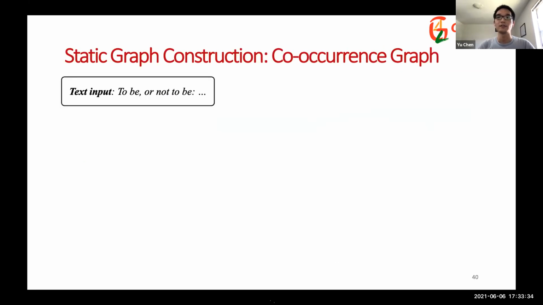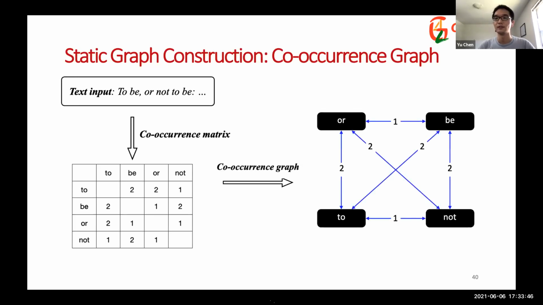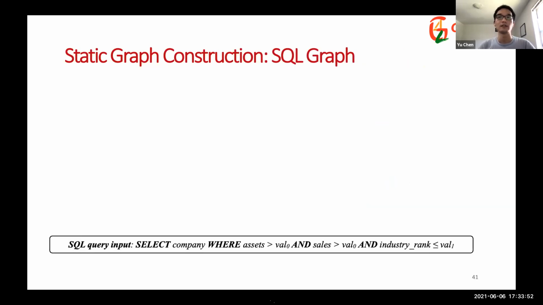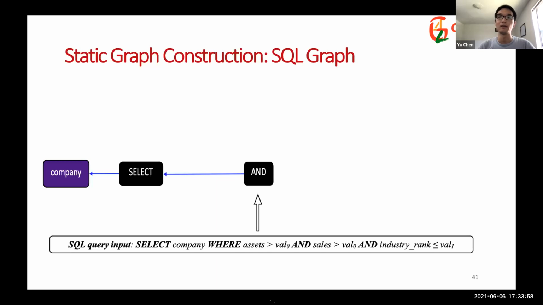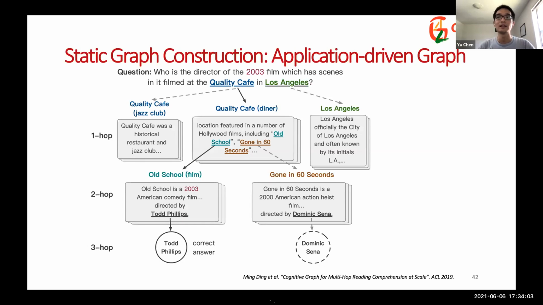So in order to capture the word co-occurrence information, one can regard the co-occurrence matrix as an adjacency matrix, and then construct a graph containing each unique word as a node, which corresponds to the adjacency matrix. Some logical forms such as SQL queries can also be naturally represented as a graph, which well captures the relations among various objects. There are also various application-driven graphs which augment the text with rich information, and they are typically tightly coupled with the specific NLP tasks, like this one I show here.